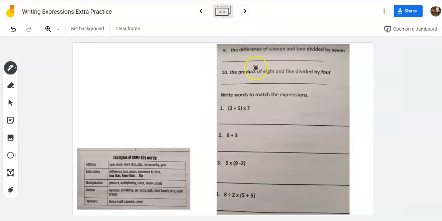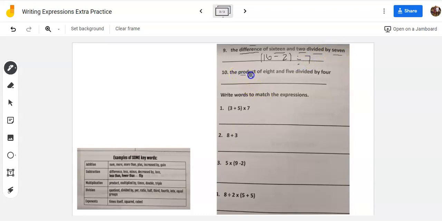Now let's take a look at the back page. I'm going to do the top 2 with you, and then you're going to move on to your worksheet. We're going to underline difference right here. We're going to underline 16 and 2 divided by 7. So difference means we're going to subtract. 16 is 16, 2 is 2. So I have 16 minus 2. I'm going to put those in parentheses. If I don't put this in parentheses, when I do the dividing sign, I'd have to divide first. So 16 minus 2 in parentheses divided by 7.